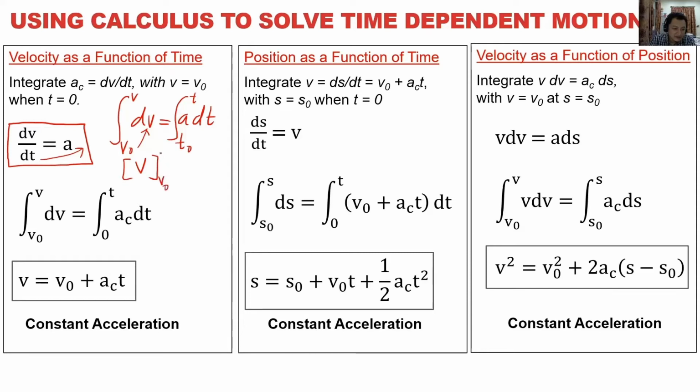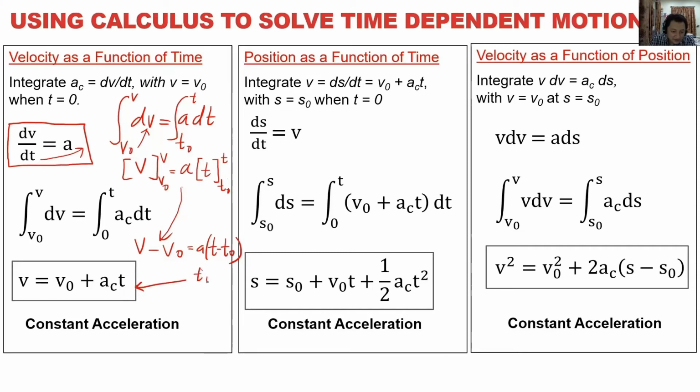V naught to v is equal to a. If a is constant, you're going to get a times t naught over t. So if you expand this one, you're going to get something like this: v minus v naught is equal to a times (t minus t naught). So you're going to get something like this equation.